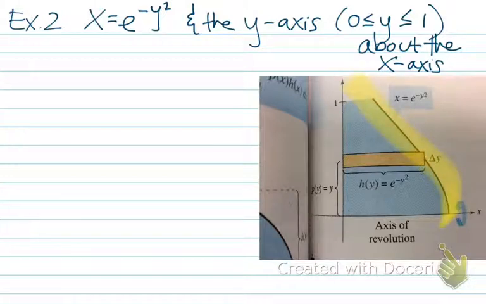Now this one would have been a little bit more difficult with the disk method, because with the disk method you would have had to solve this equation for y and get y all by itself. So obviously this is why the shell method is helpful to us, because we don't actually have to go back and do that solving for y in that equation. We can just use the shell method pretty easily to solve for it instead.